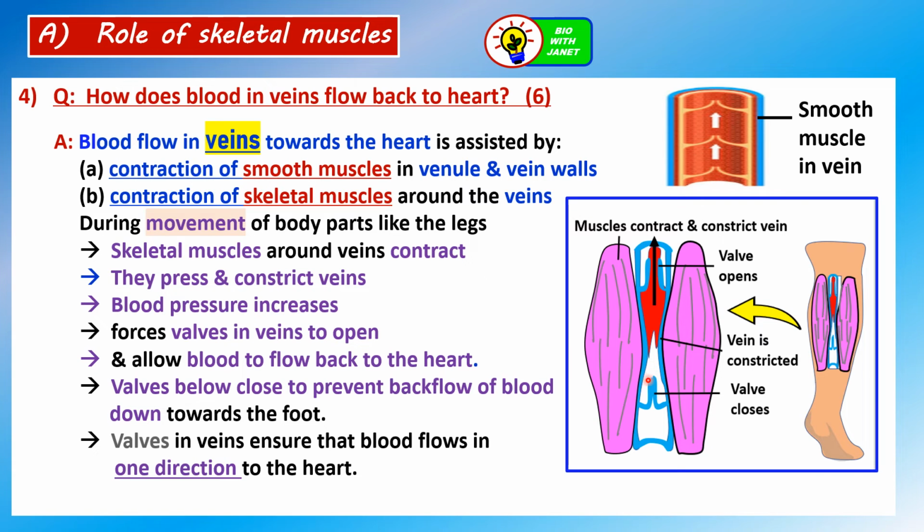However, if the blood tries to flow in the opposite direction, the valve below will close to prevent the backflow of blood down towards the foot. Okay? So in this way, the valve will ensure the one-way flow of blood in the direction of the heart, back to the heart.